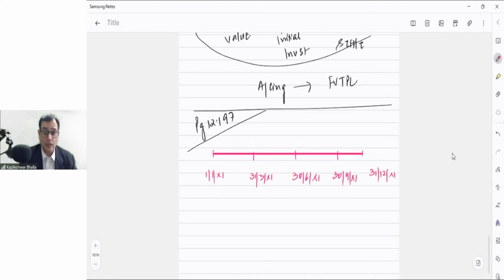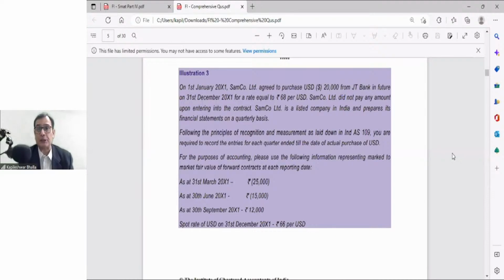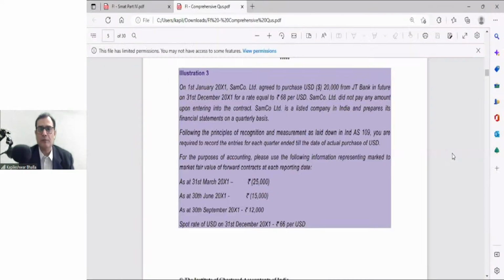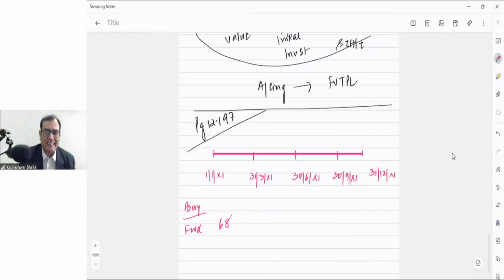So let's note down the information on the rate of exchange. First of all, I am given that you agreed to purchase $20,000 at the rate of 68. So you entered into a contract to buy. The rate at which you entered the forward contract was 68. And then I'm given the other movements as well. It says the forward rates on March X1 give me a position of -25.